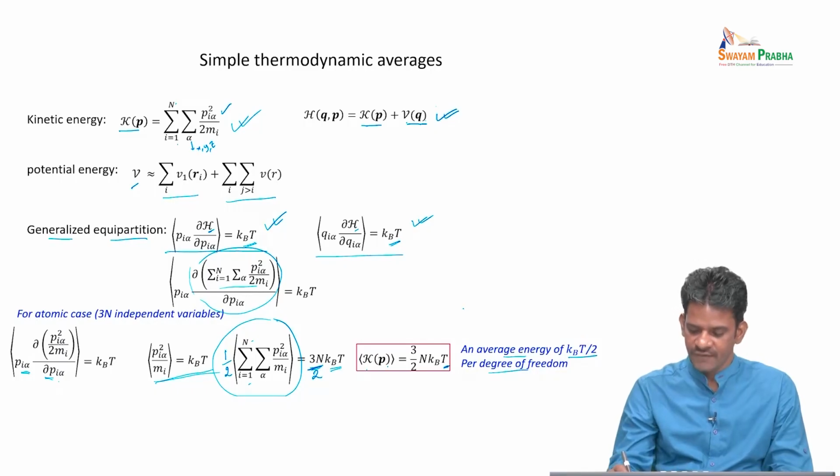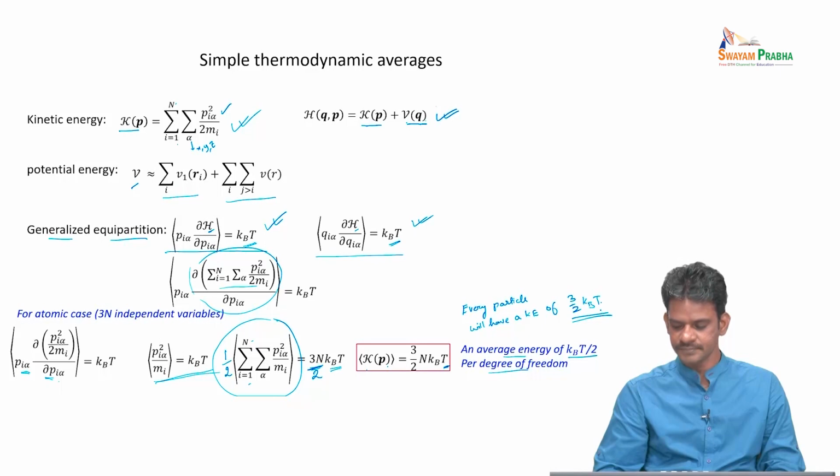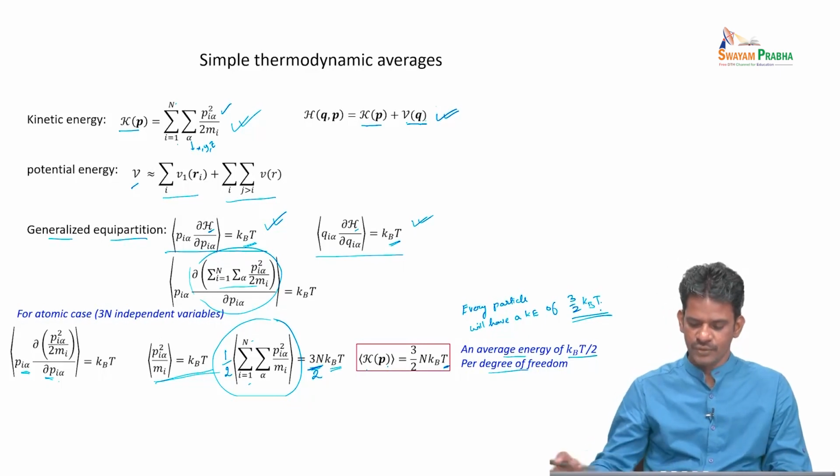That means every particle will have a kinetic energy of 3/2 kBT. So, that is the average kinetic energy per particle. So, now we know an expression relating the temperature to the average kinetic energy of the system.